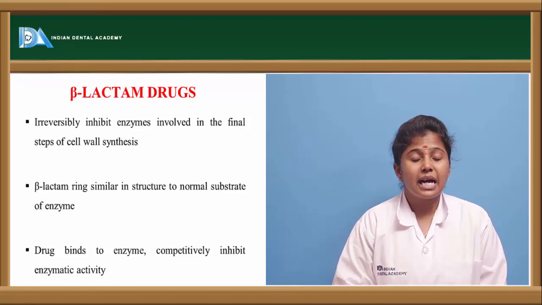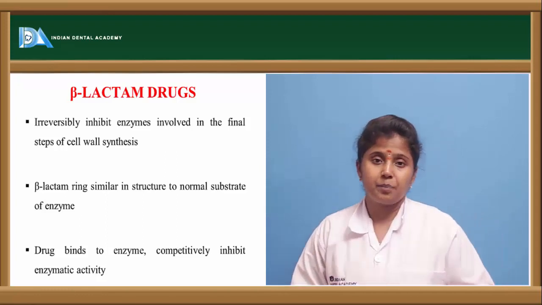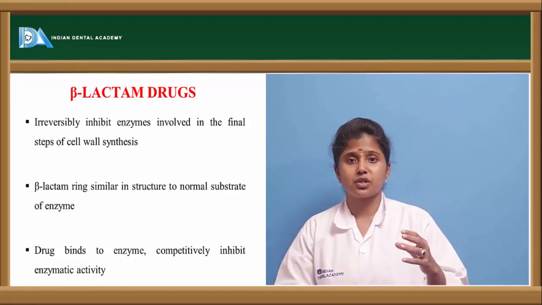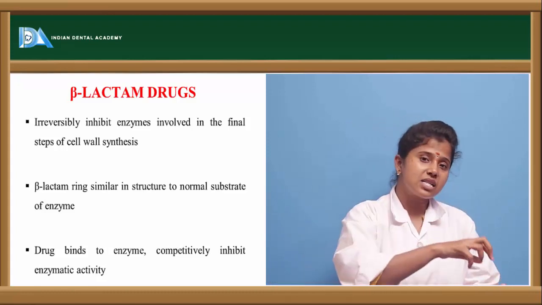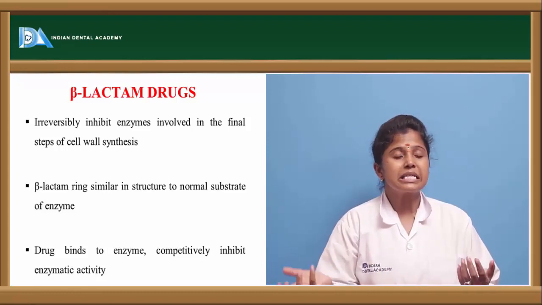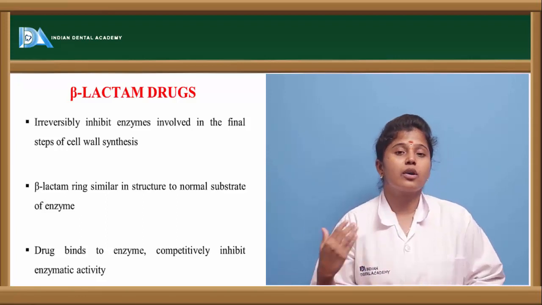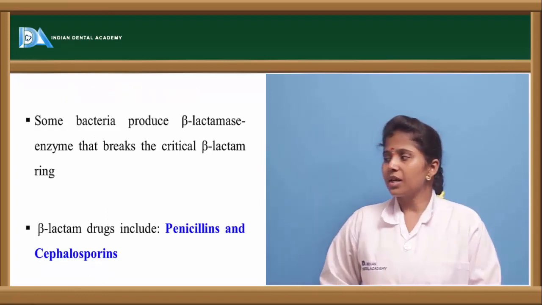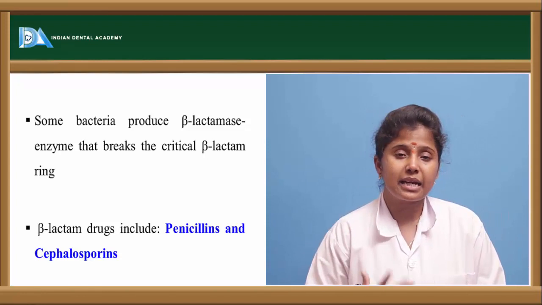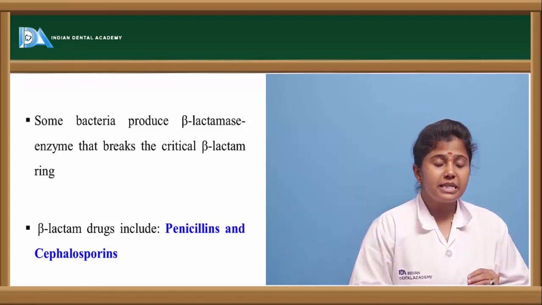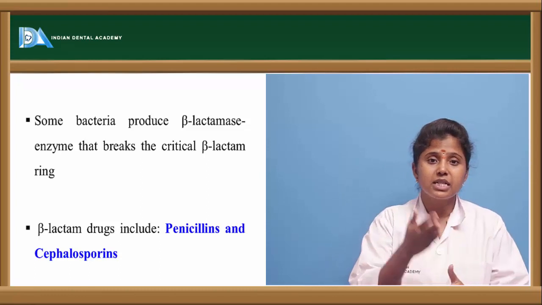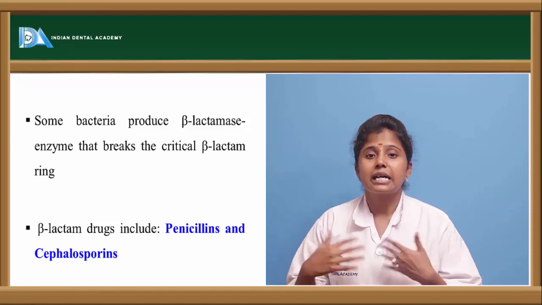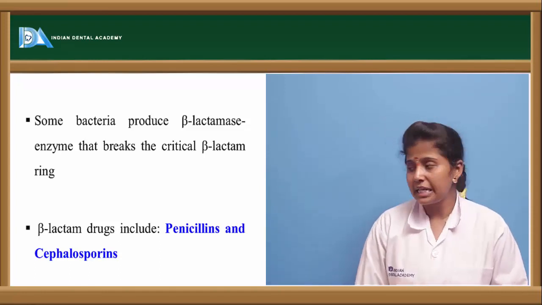And these beta-lactams have a structure similar to that of the enzyme's substrate. The enzymes involved in cell wall synthesis mistake these beta-lactams for the substrate, and thereby they bind to the enzyme and the enzyme activity is inhibited. Some bacteria produce the beta-lactamase enzyme, and thereby the beta-lactam ring is broken. So such bacteria are resistant to these beta-lactams, which include penicillin and cephalosporins.